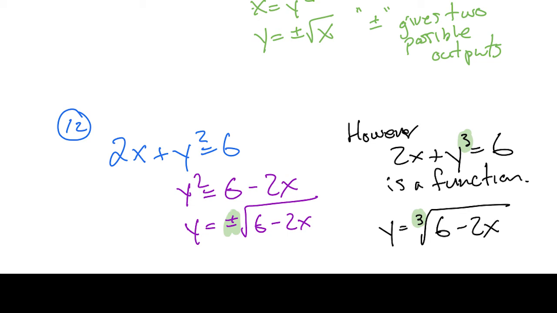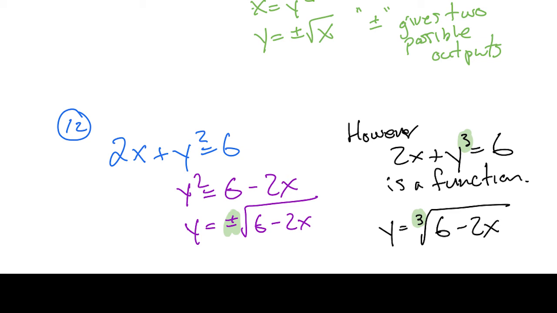Again, 2x plus y squared equals 6. That's the expression. That's a relationship between x and y. If you try and solve for y, you get plus or minus the square root of something. So in that case, as soon as you see that plus or minus, you know it's not a function as written, because in a lot of cases y could have two values, the positive or negative. However, if you change the exponent to a cube, think about why the cube root is fine. You don't get plus or minus the cube root of 6 minus 2x. You just get the cube root. So for real numbers, that does define a function.